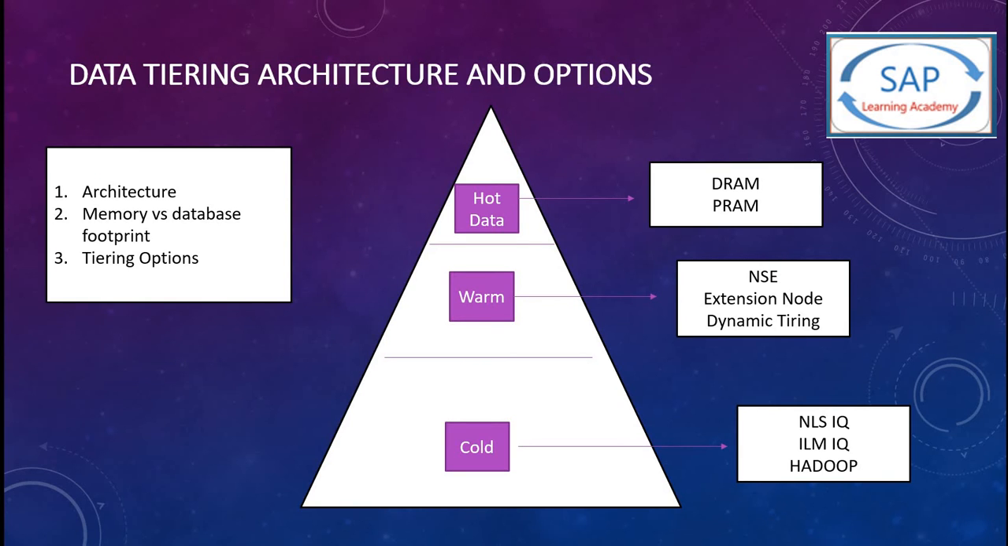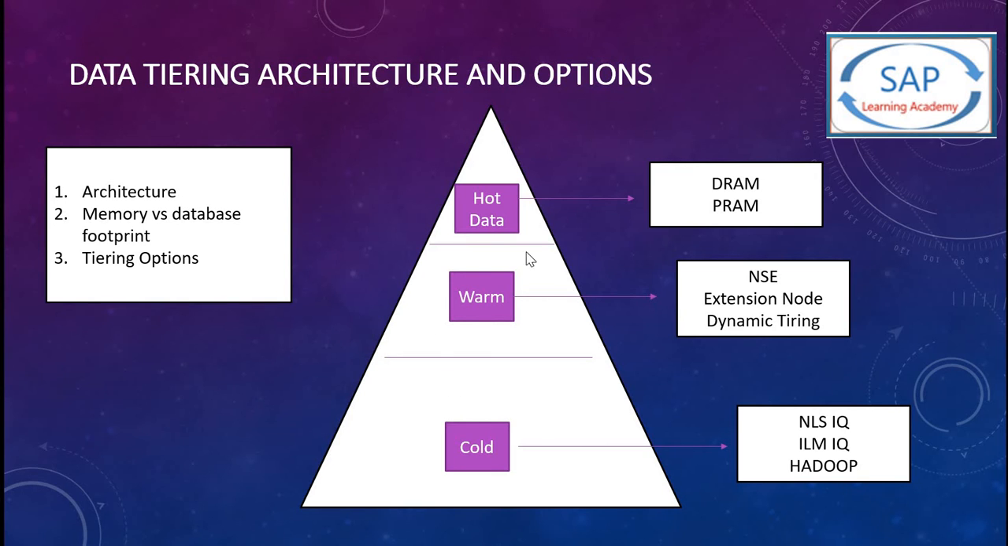This is the main slide explaining this tutorial. I'll first talk about the architecture, meaning how the data looks in the SAP HANA database, then the memory footprint and database footprint, and lastly the data tiering options.